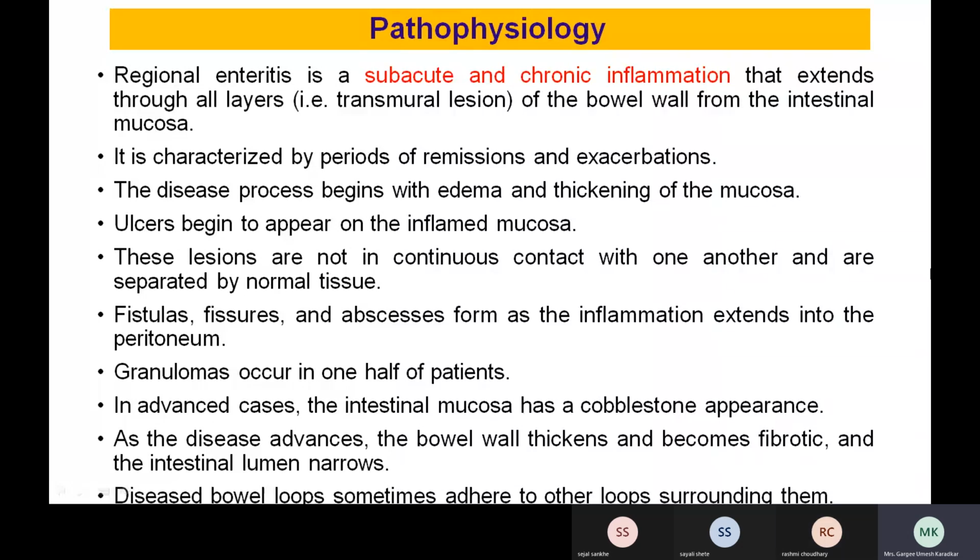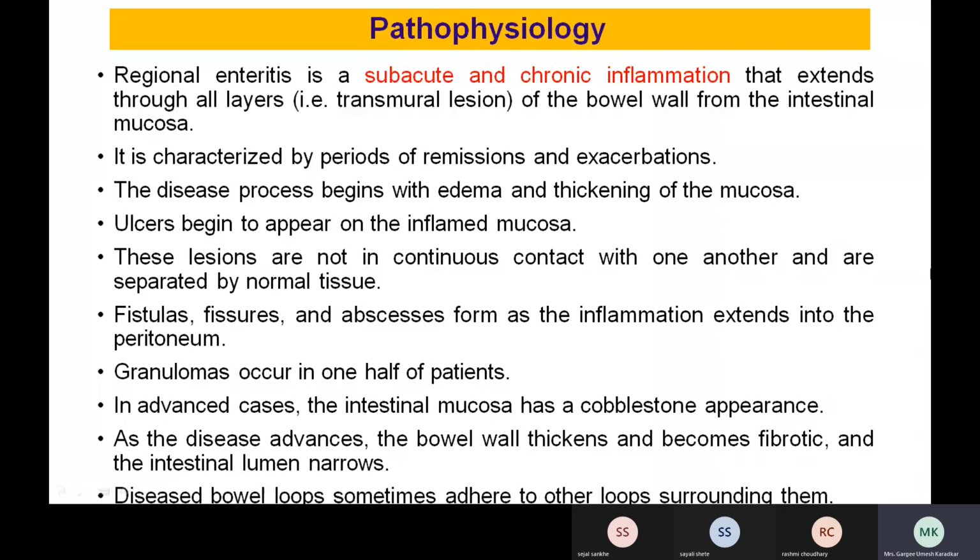So that will be called a fissure. Long linings, if you can observe them on the skin, will be called a fissure. But when a connection is formed, that is called a fistula. So that is the difference between a fistula and a fissure.